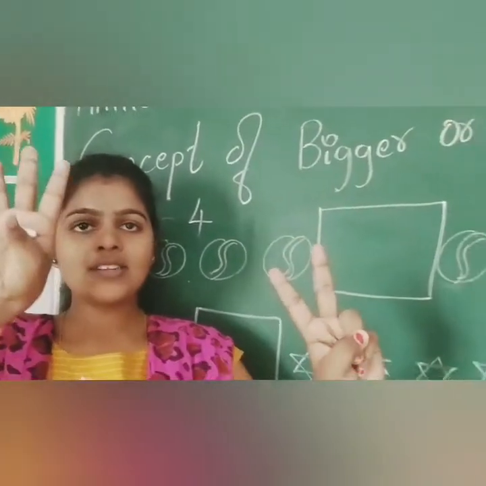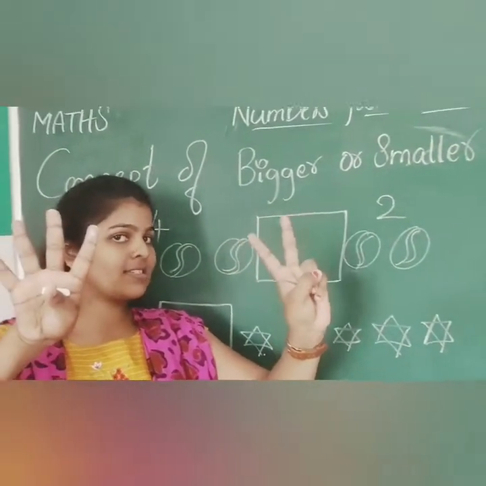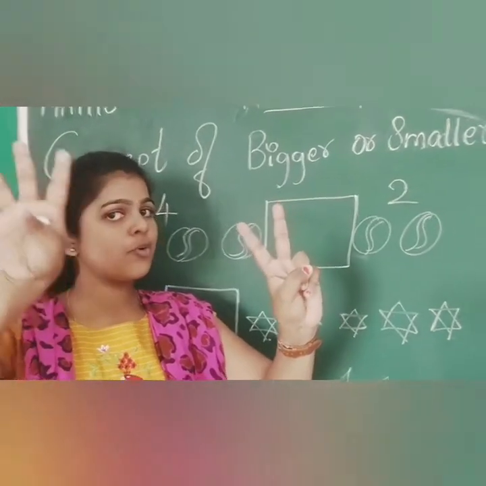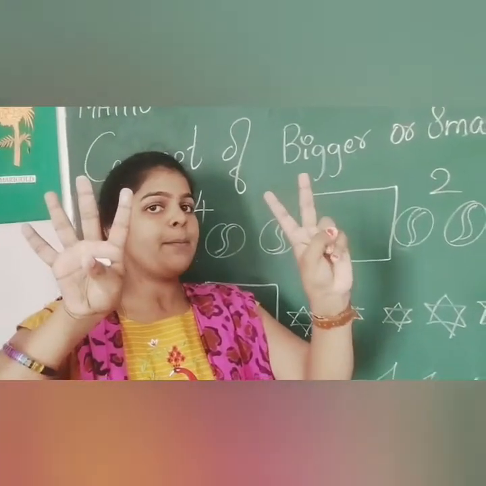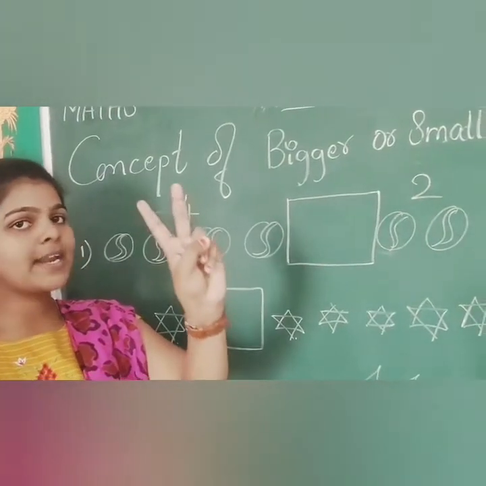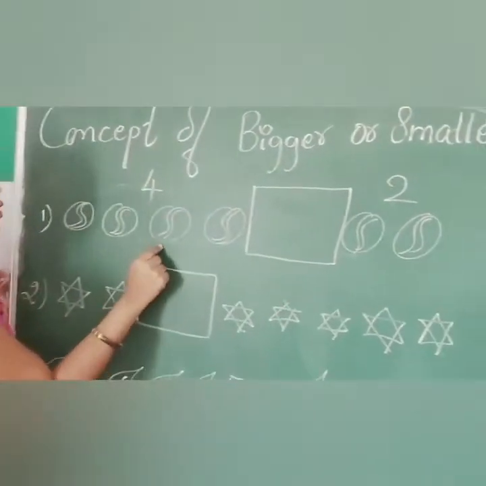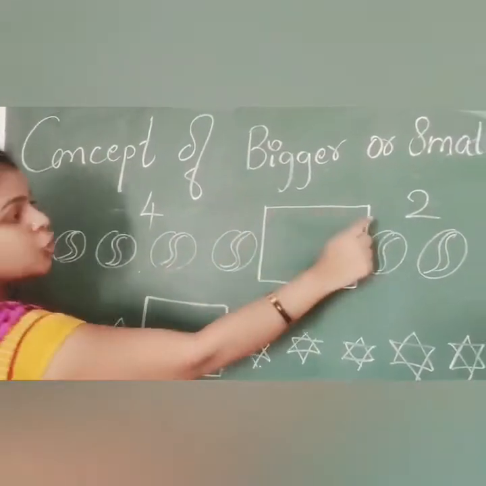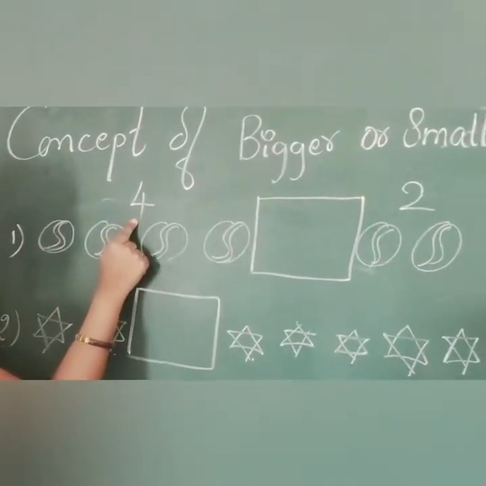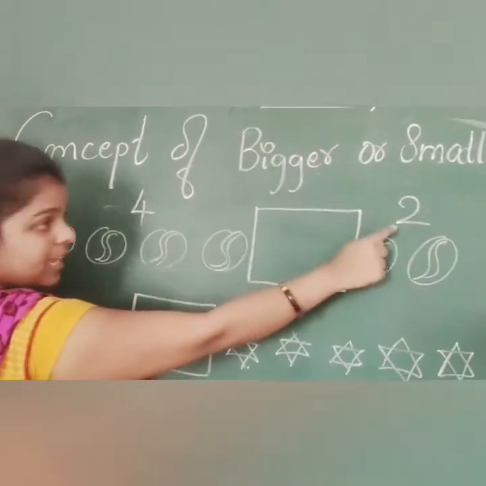I have 4 balls in this hand and I have 2 balls in this hand. How can we say that 4 is bigger and 2 is smaller? Because 4 is more in number. We have 4 balls, we have 2 balls. 2 is always smaller than 4 and 4 is always bigger than 2.